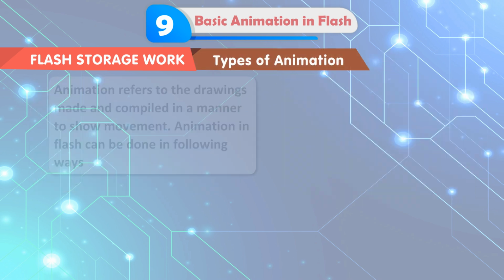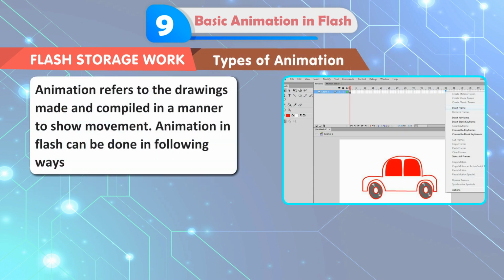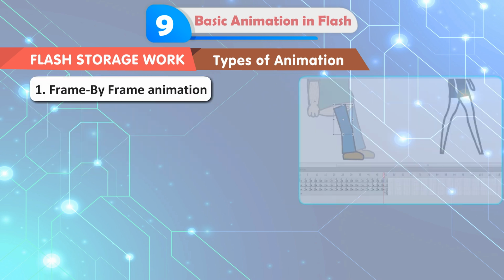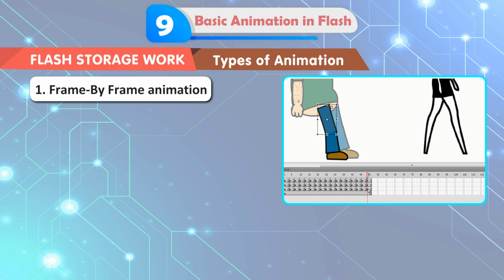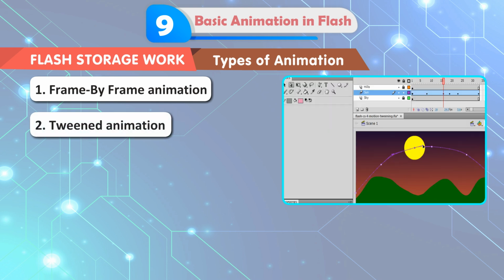Types of animation. Animation refers to the drawings made and compiled in a manner to show movement. Animation in Flash can be done in the following ways: 1. Frame-by-frame animation. 2. Tweened animation.